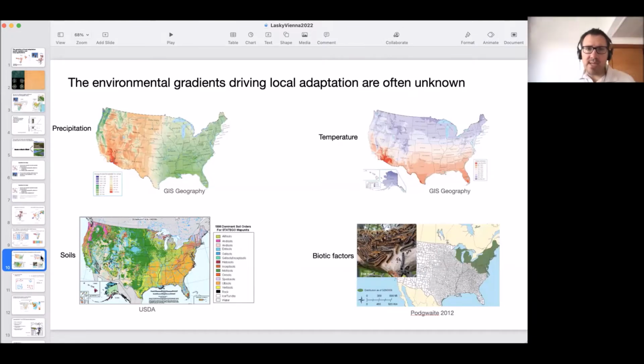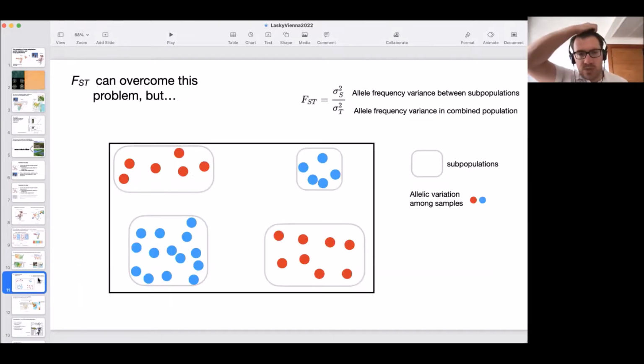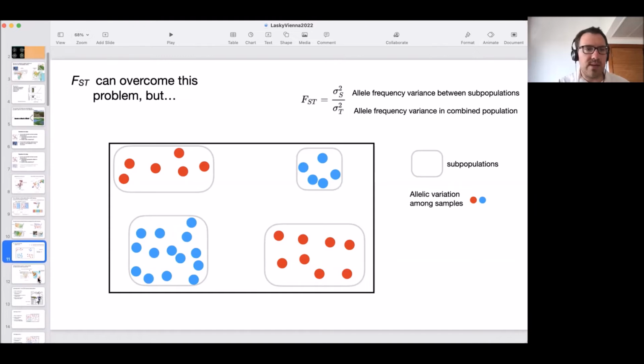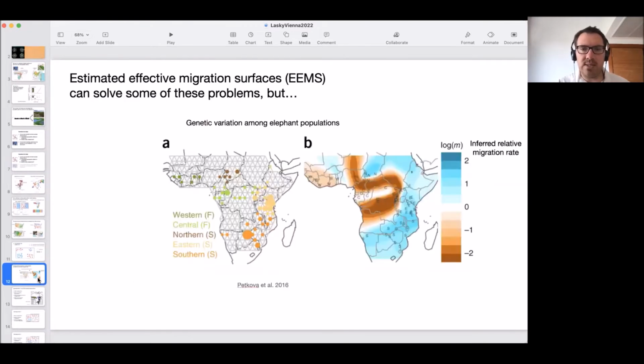In the case of local adaptation, we often don't know specific environmental gradients that might be driving local adaptation. Depending on your system, there are many potential options. One of the tools that people often use that can overcome this issue is looking for allele frequency differentiation among populations, where you don't necessarily have to know what it is about the environment that differs between places. But there's a challenge associated with this that I'll come back to in a second. And it's a challenge shared by another nice approach, though.